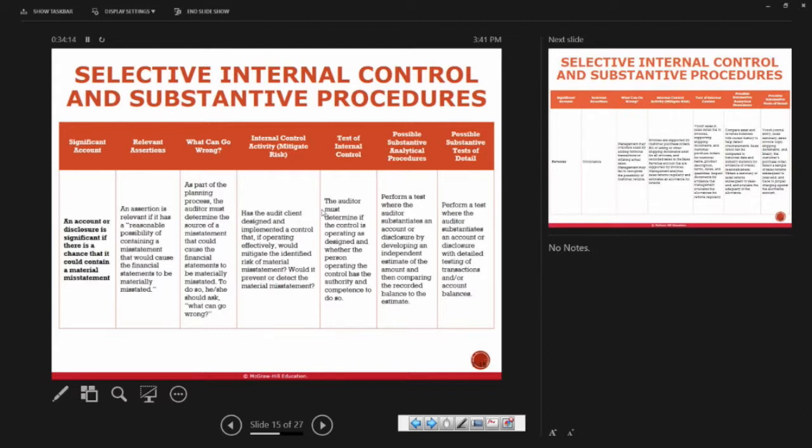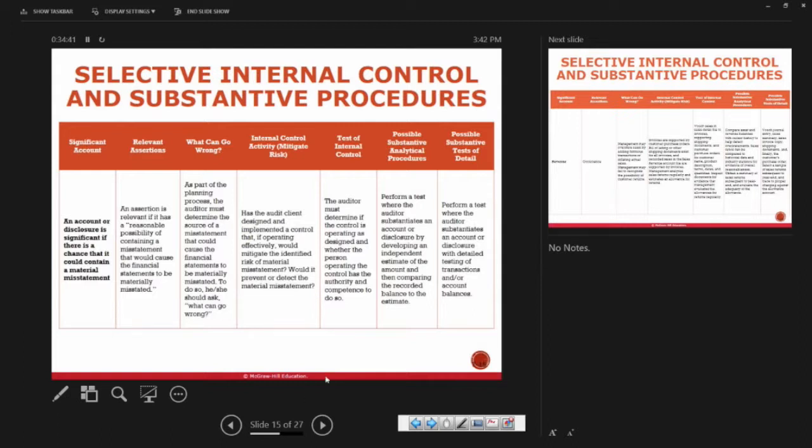Then there are substantive procedures. There could be substantive analytical procedures, but remember, those are not sufficient for testing an account like revenue or accounts receivable, because those are riskier accounts. So it would be something to supplement the substantive tests of transactions or substantive tests of account balances.